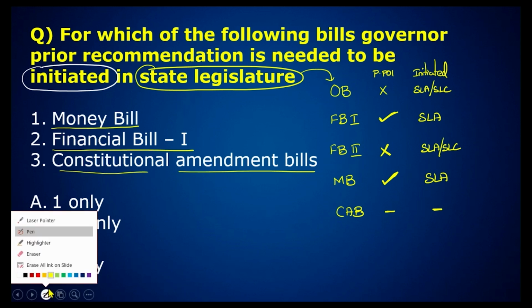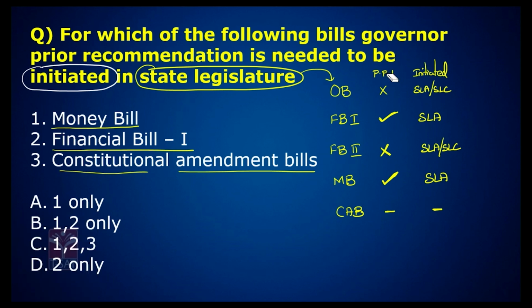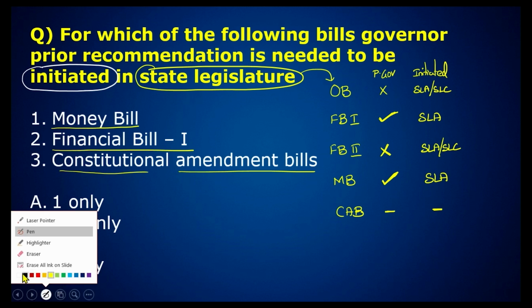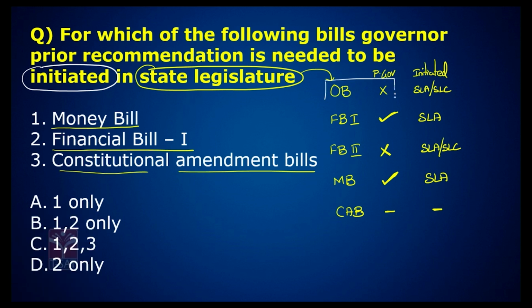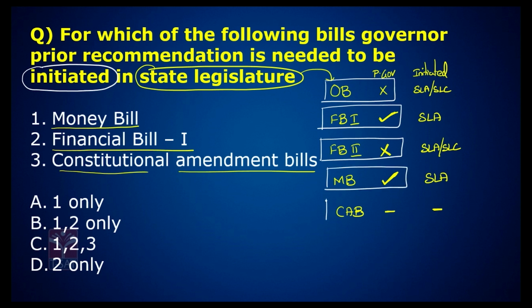Okay. So one thing we need to understand here is this is not president, this is governor, because we are discussing the state legislature here. So governor prior recommendation is not needed for the ordinary bill. Is needed for Financial Bill Type 1. Is not needed for Type 2. Governor prior recommendations is needed for Money Bill. CAB is not initiated in state legislature only.